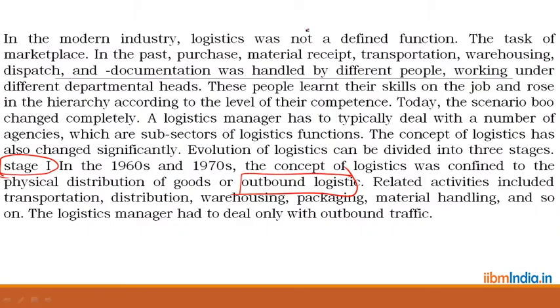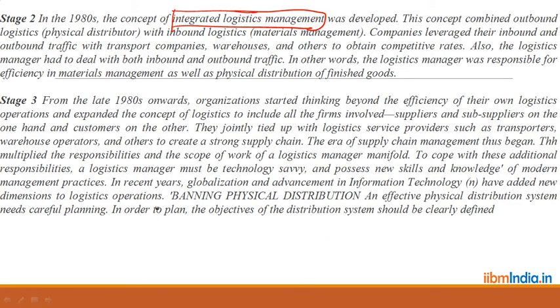In stage one, the logistic manager had to deal only with the outbound traffic. In the early 1960s or 70s, in other words, stage one of the evolution of logistics, the logistic manager had to deal only with the outbound traffic. But in stage two, the logistic manager had to deal with material management, that is called inbound logistic, as well as physical distribution of finished goods, that is called outbound logistic.